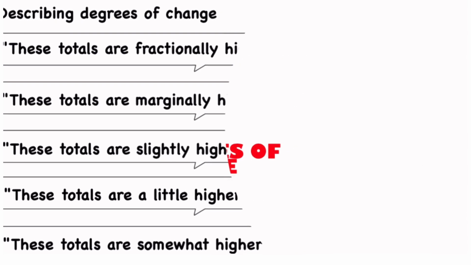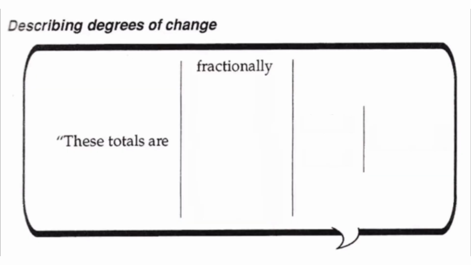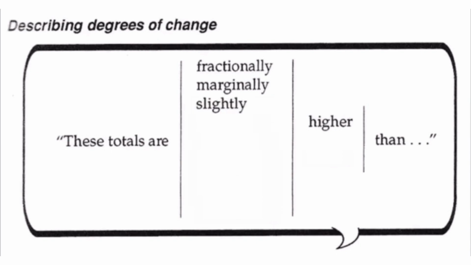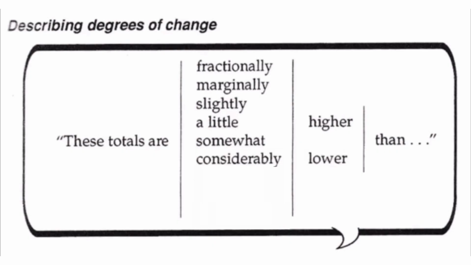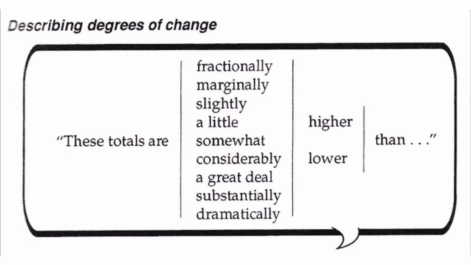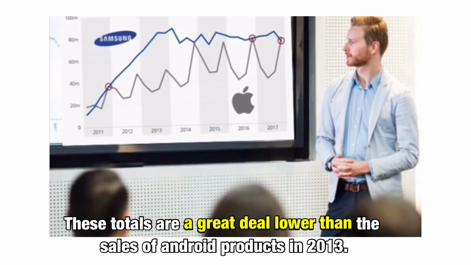Describing degrees of change. These totals are fractionally higher than. These totals are marginally higher than. These totals are slightly higher than. These totals are a little higher than. These totals are somewhat higher than. These totals are considerably lower than. These totals are a great deal lower than. These totals are substantially lower than. These totals are dramatically lower than. Examples. These totals are a great deal lower than the sales of Android products in 2013.